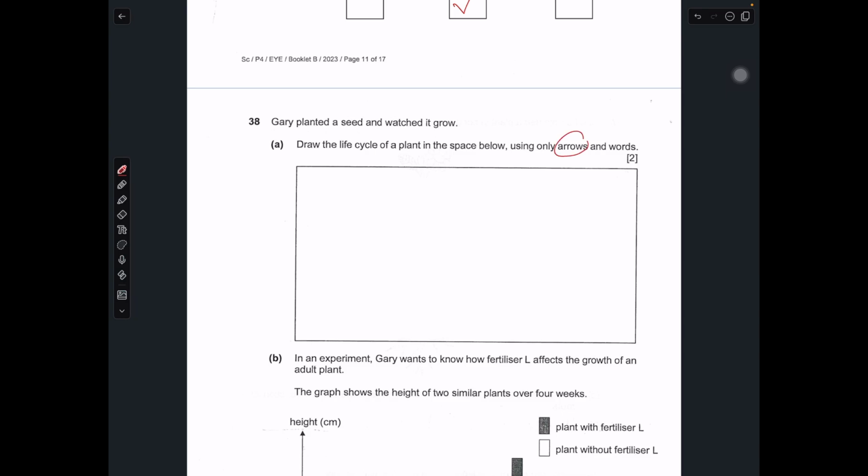Use only arrows and words. Okay. So first of all, this one will be the best. The best way to do it is to draw this. Start off with seeds. Okay. And then you go on to young plant, and then adult plant, and then you go back to seed. And remember, the way the arrow is being drawn is very important.